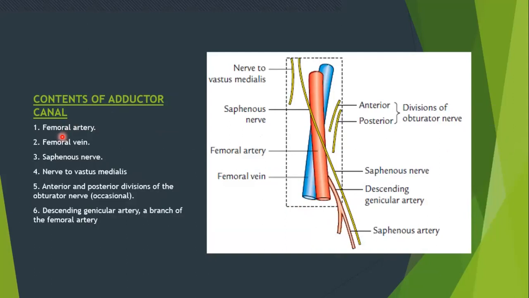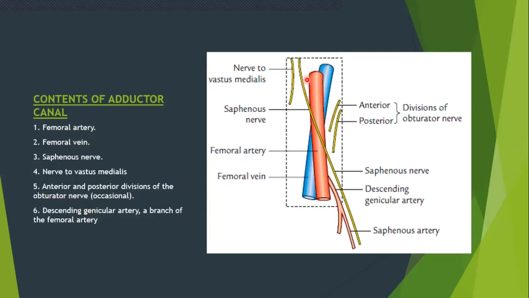So these are the contents: femoral artery, vein, saphenous nerve, nerve to vastus medialis. Then we have the anterior and posterior divisions of obturator nerve, but not a must. They occur occasionally. Then we have the descending genicular artery, which is a branch from the femoral artery. Remember in the femoral triangle, this was lying medially, this laterally, but here you can see the artery is crossing the vein from lateral to medial.